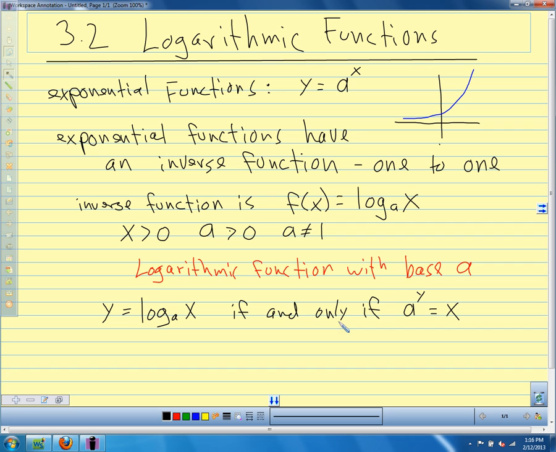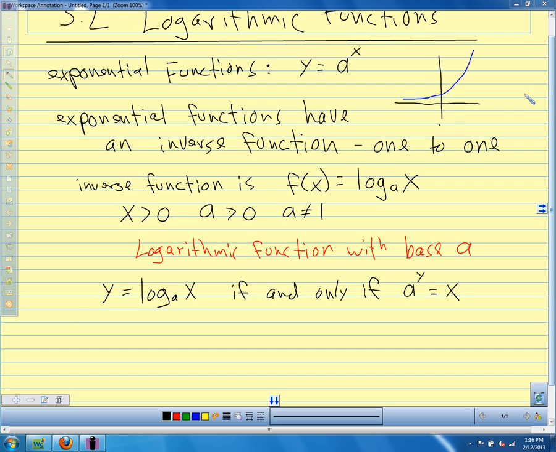It's extremely important that we remember this relationship between exponential functions and logarithmic functions. We call this form of the equation the logarithmic form, and we call this the exponential form. They are telling us exactly the same thing. They're the exact same relationship between x and y.